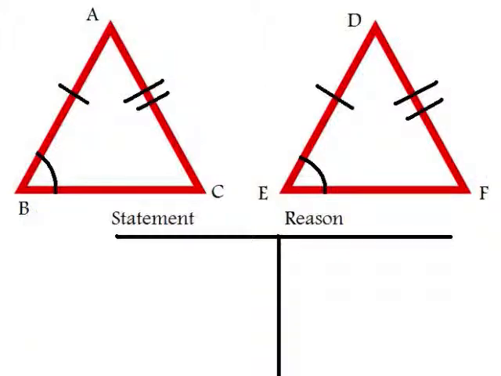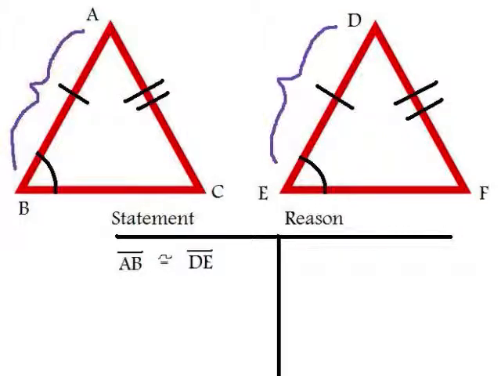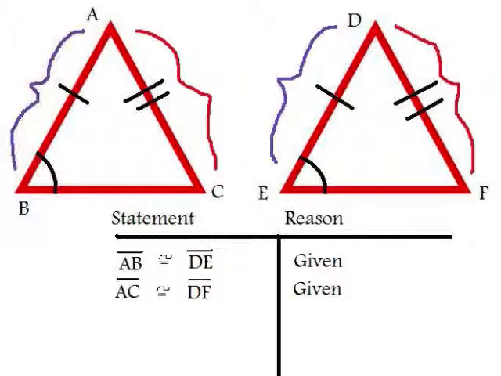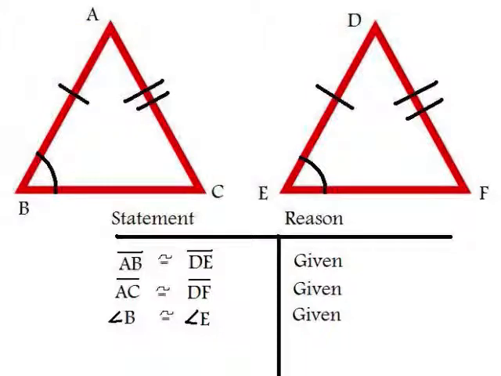So we begin to label it as follows. Segment AB is congruent to segment DE. Reason? It's given. It's the same with segment AC and segment DF and angle B and angle E. Now that we know that all the sides are congruent, we can go ahead and prove it all. Triangle ABC is congruent to triangle DEF. This is proven by the side-angle-side theorem.